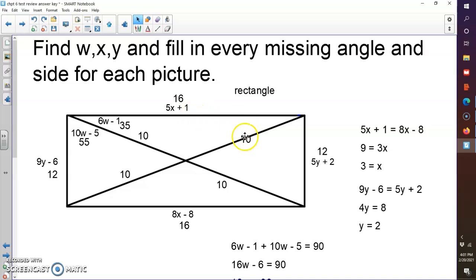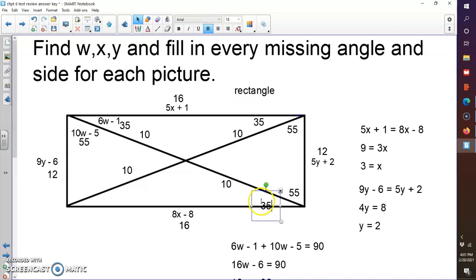There we go. It's 10 here, 10 here, 10 here, 10 here, which means I have 4 isosceles triangles, which means base angles have to be equal. If this is 35, this is 35. And at the right angle, this has to be 55. It's an isosceles triangle, so this has to be 55. Therefore, this is 35. This is 35 over here.